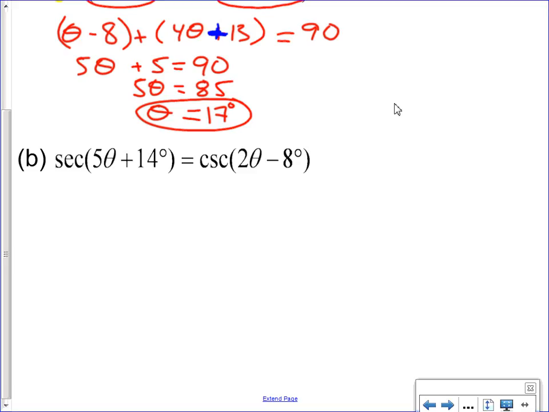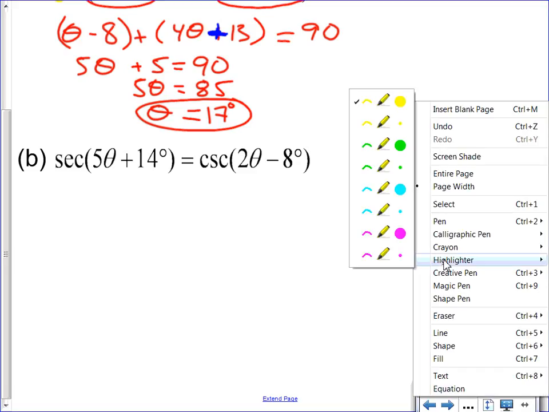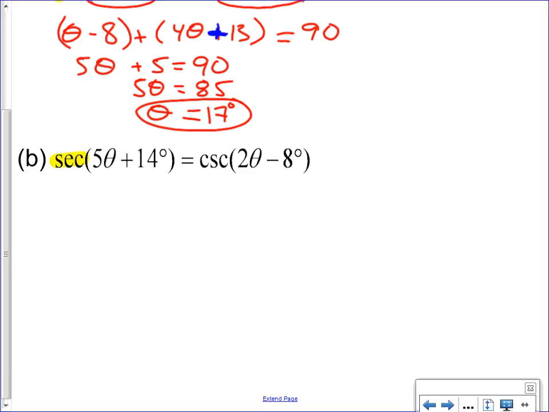Last one together, then you're on your own to do homework, which you are going to turn in to me whatever you do today. Here we go. Secant and cosecant. In order for secant to equal cosecant, their angles must add up to 90.